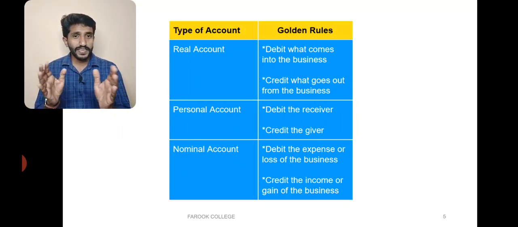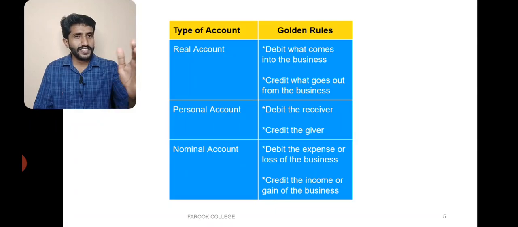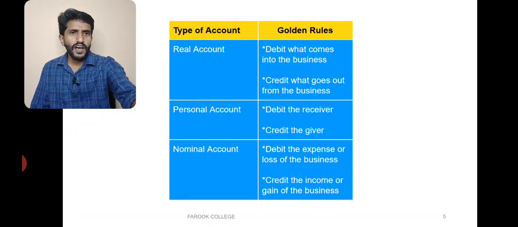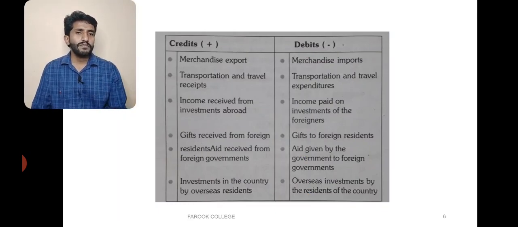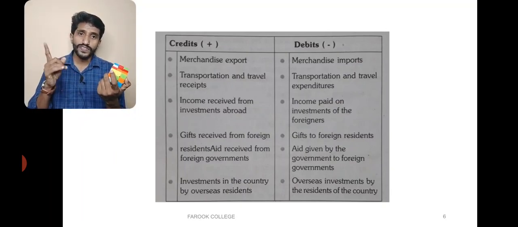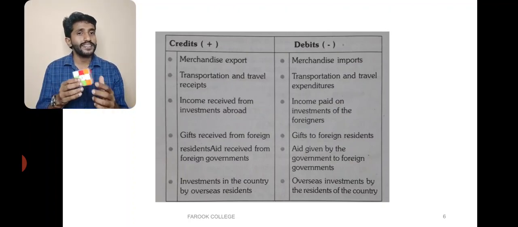So you should not be mistaken. You should not say that everything that comes in is credit; it depends upon what kind of account it is. However, we can take some examples. Suppose some merchandise export. In my example, I am exporting a Rubik's Cube to the US. Then is it a credit or debit? What goes out, in the real account, is debit.